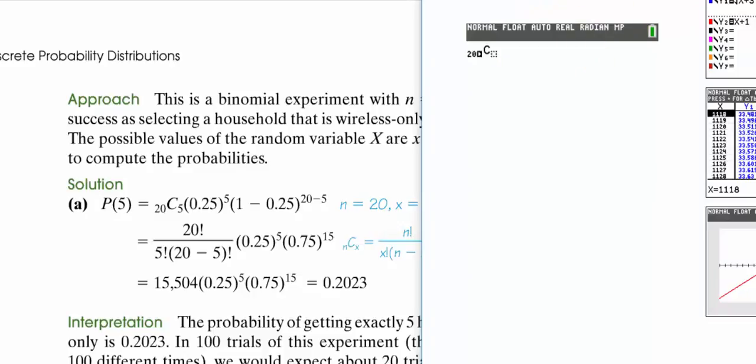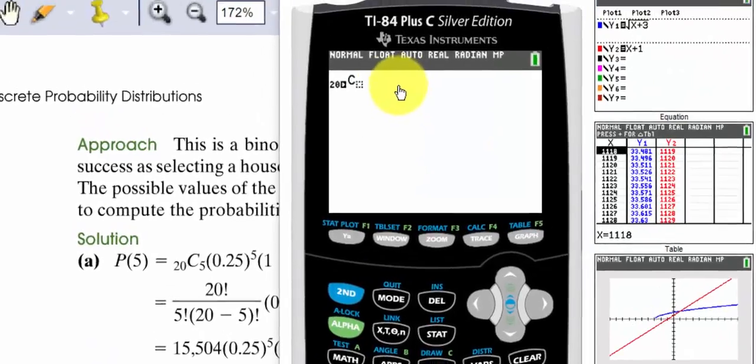Oops, my calculator just went blank. Hold on for 1 second. Okay, I think I have it back.